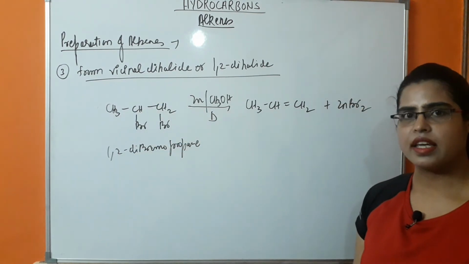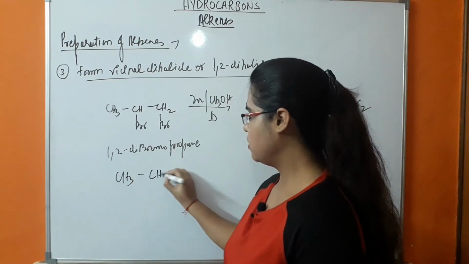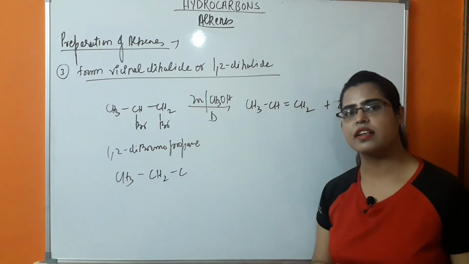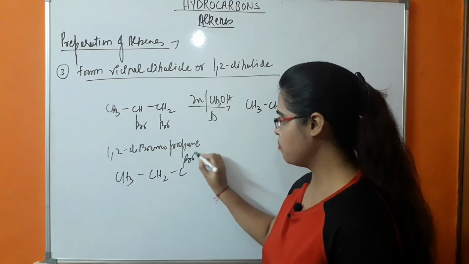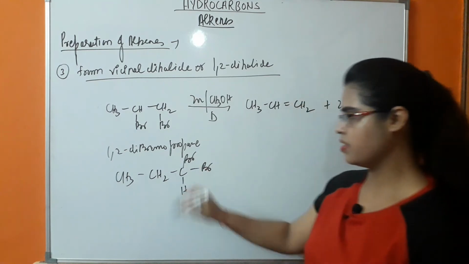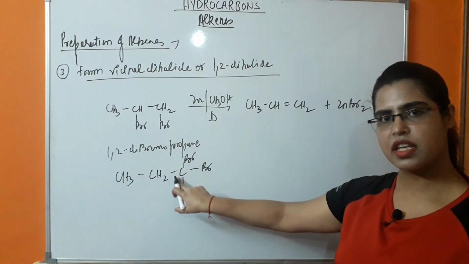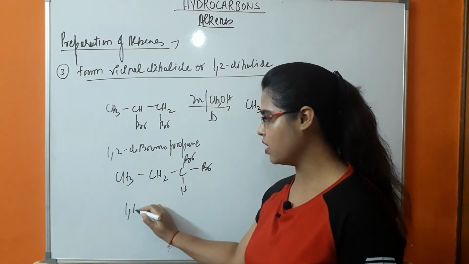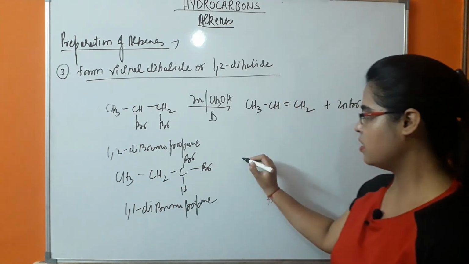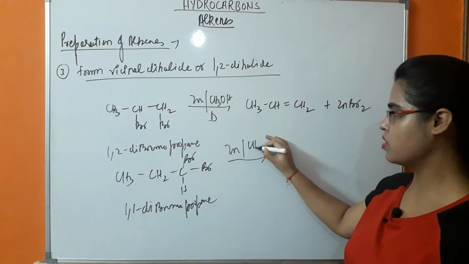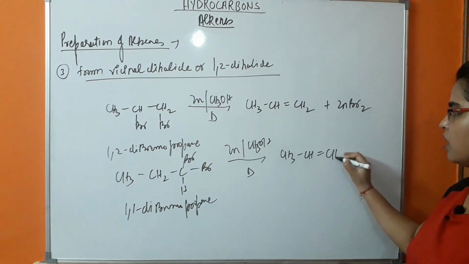A similar reaction will occur in the case of gem dihalide. So what will happen in the case of gem dihalide? You know that in a gem dihalide, a bromine atom or some halogen is attached at the same carbon. So this is the example of a gem dihalide. In this case there are two bromines attached at the same carbon. The name of this molecule is 1,1-dibromopropane. In this case also the reagent is zinc. In the presence of methanol and heat, there will be formation of CH3, CH double bond CH2.